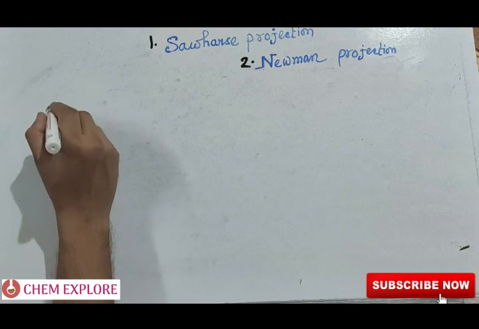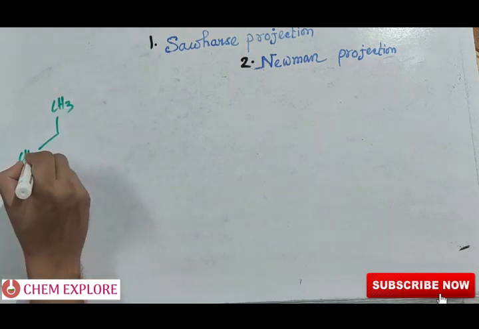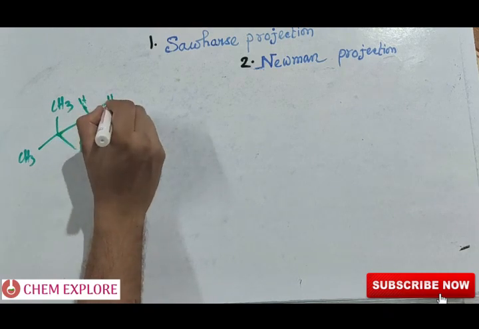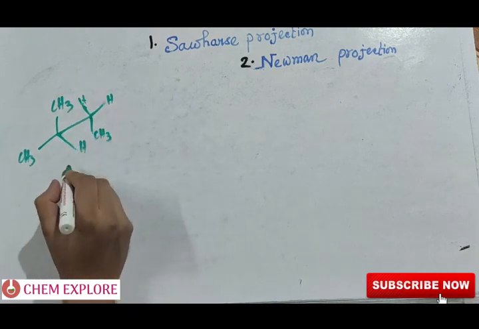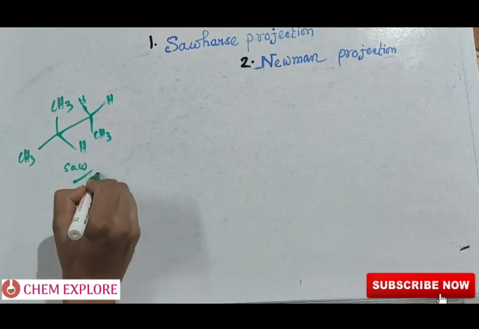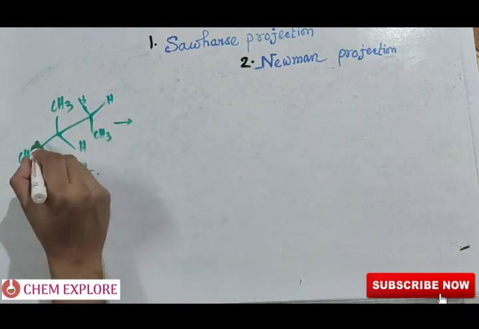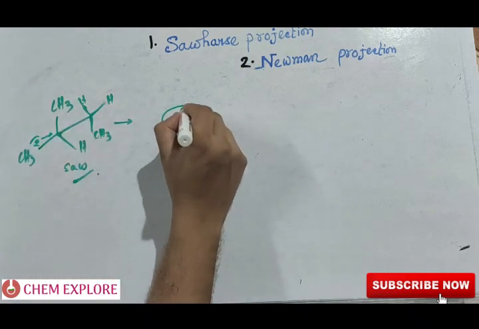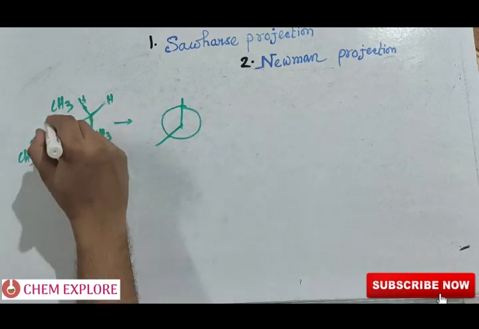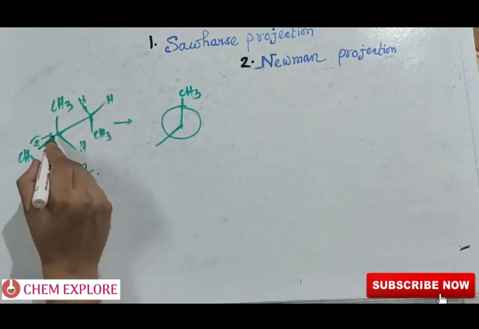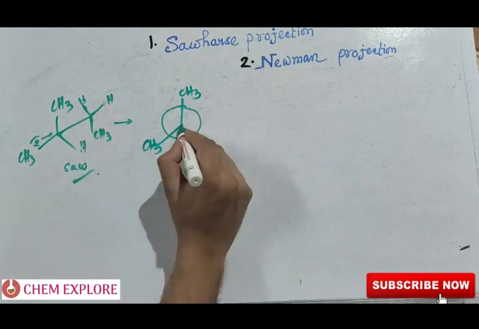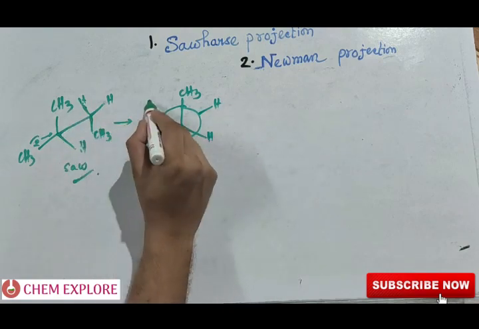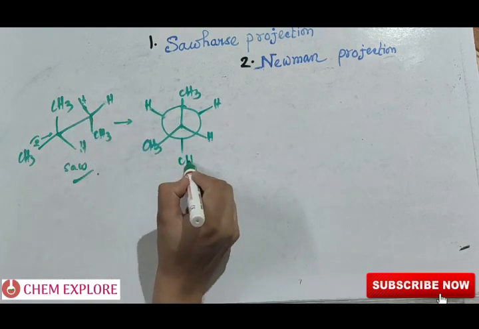If I give you this molecule, let's say this one. We can convert it to a Newman projection. If you put your eyes over here, what you can see is this methyl, if you put a circle, then you have a methyl and there's a hydrogen. So now this hydrogen is here, this hydrogen is here, and this methyl is here.